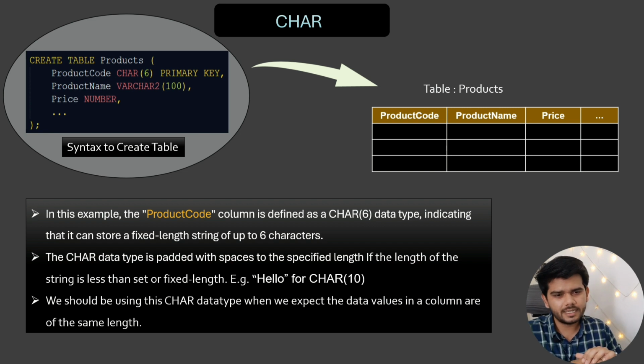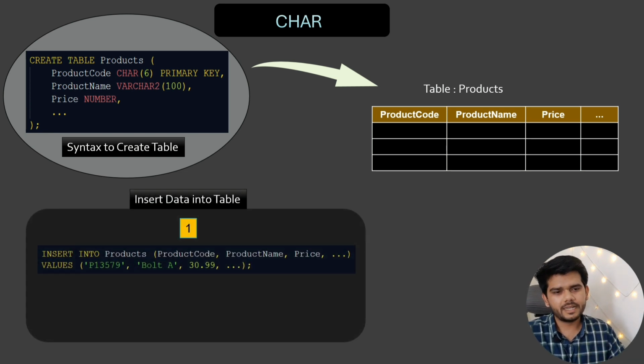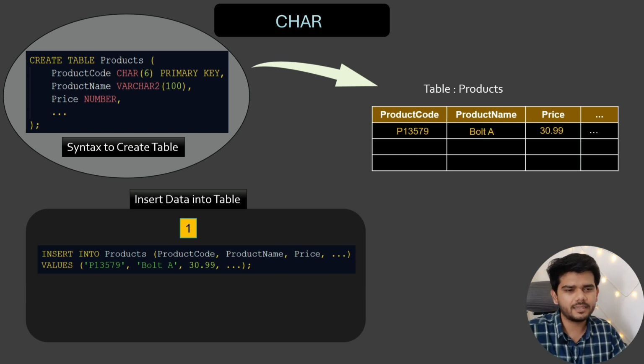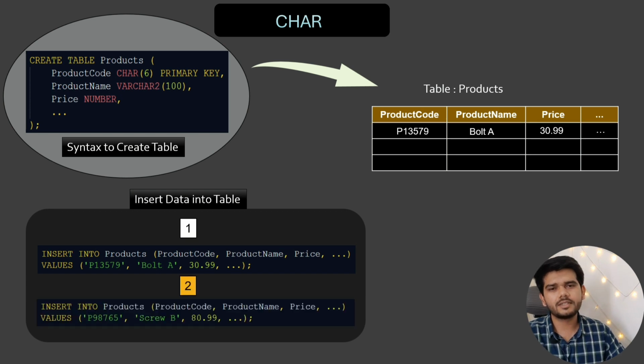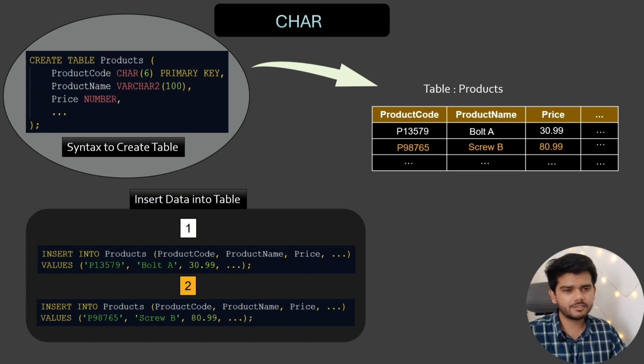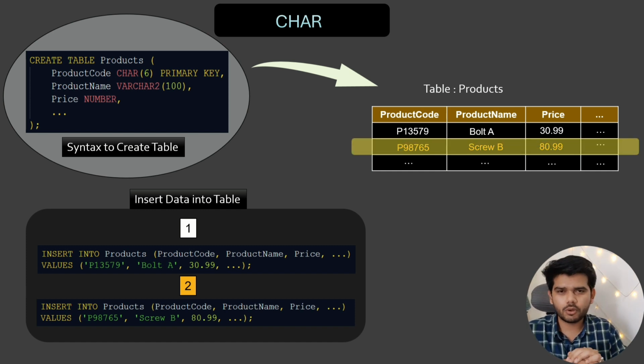With the help of the below syntax, we can insert some data into this table. After execution, we'll see data is inserted like this in the respective columns. We can observe that the char data, that is P13579, is inserted into which column? The product code column. Likewise, we have another insert statement to insert another set of data. After execution, we can see the char data, that is P98765, is inserted into the product code column.